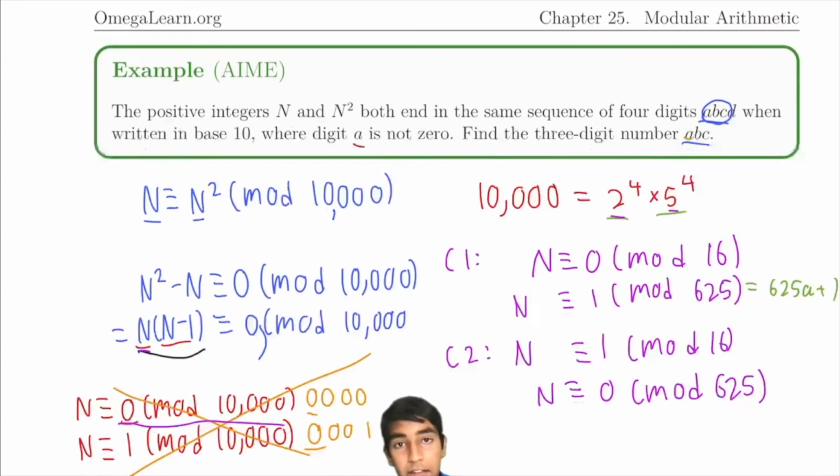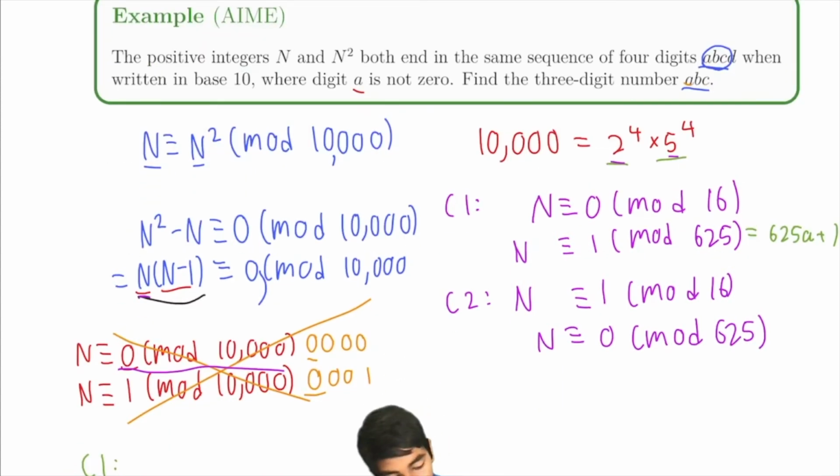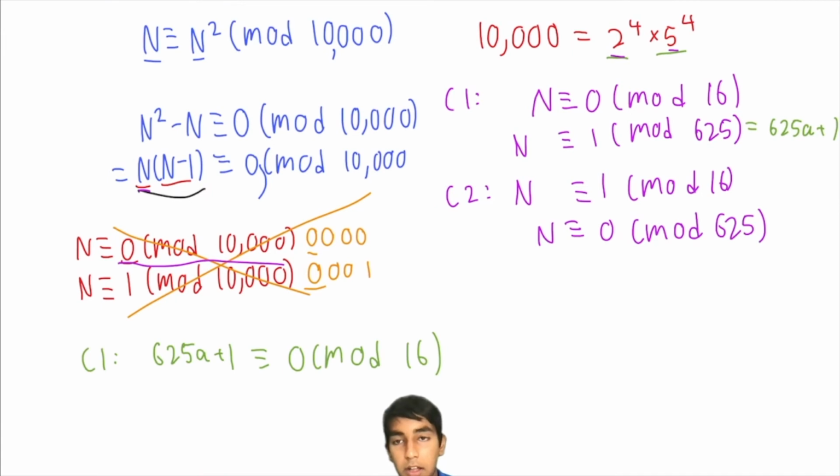Right? 625a plus 1. So 625a plus 1 is 0 mod 16. And from here we know that 625 is 1 mod 16, or 625 is 640 minus 15.